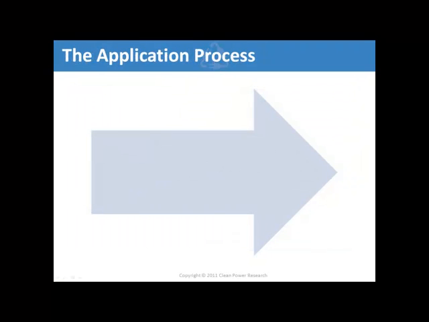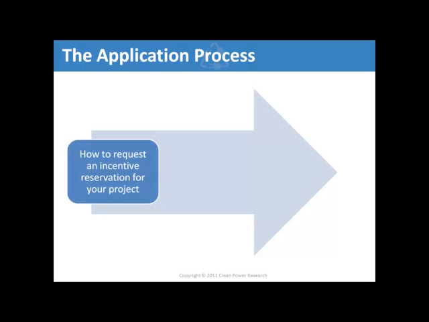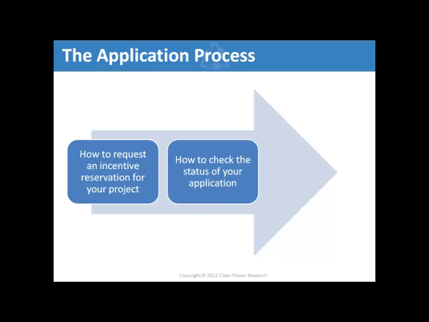This concludes Part 1 of the LADWP applicant training. In this section, we've discussed account basics and provided an overview of the application process and participants. In Parts 2 and 3, we'll show you how to request an incentive reservation for your project, how to check the status of your application, and how to request the incentive payment.